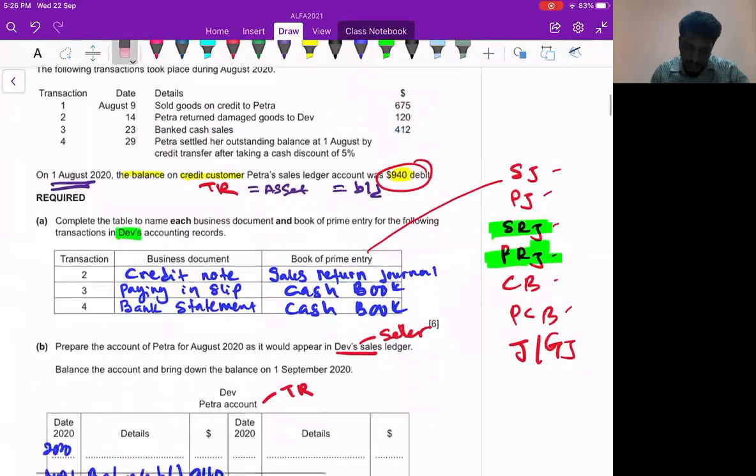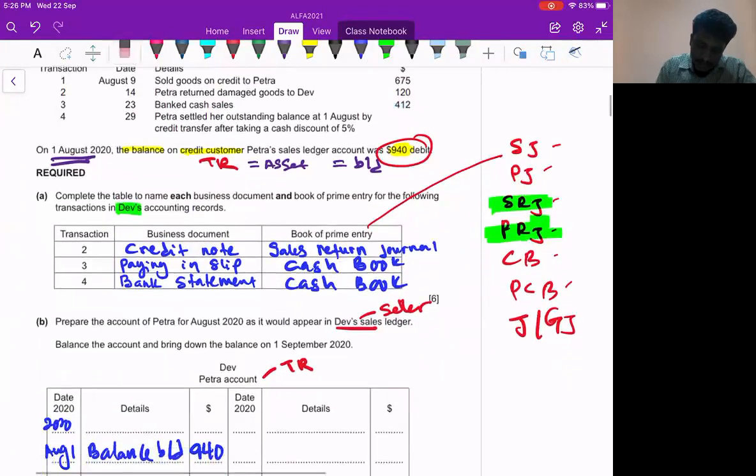Okay, first one, sold goods on credit to Petra, 675. If I sell to that guy, how much the guy owes me will be increased. So it will be on the debit side. Sales account will be credit. Petra account will be debit.